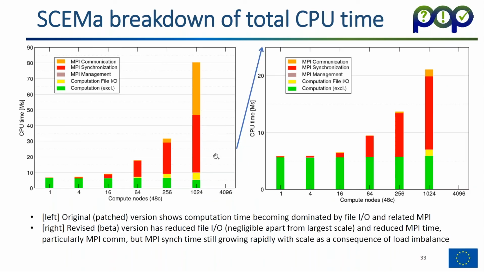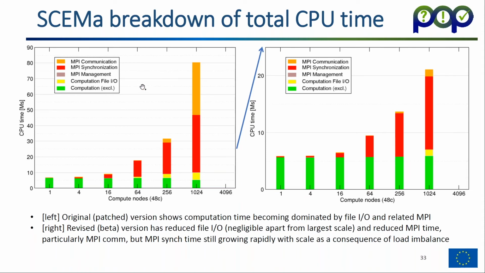When we break down the performance and look at the scaling, the original version on the left was showing growing time for synchronization, for communication, and also for file I/O, all of those having a bad impact on the overall execution time, or sorry, the CPU time for the total configuration, which should have stayed constant. On the right-hand side, we've improved it substantially. We're seeing that the computation time is staying constant. We still have file I/O coming in at the very largest scale here, but the communication and synchronization times have both been substantially reduced.